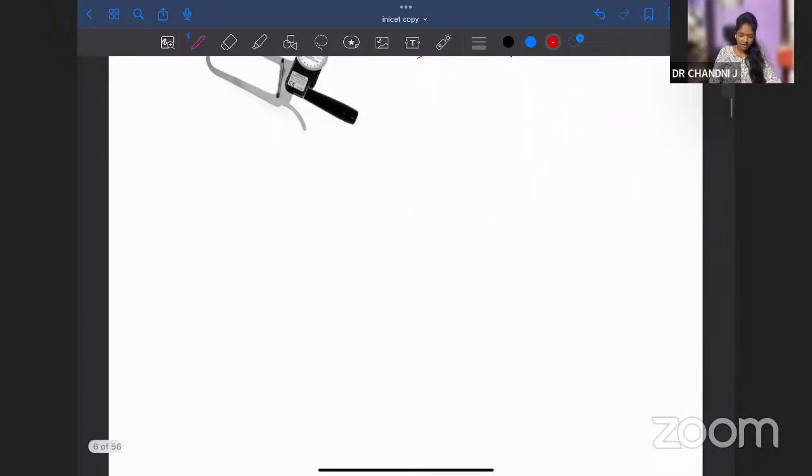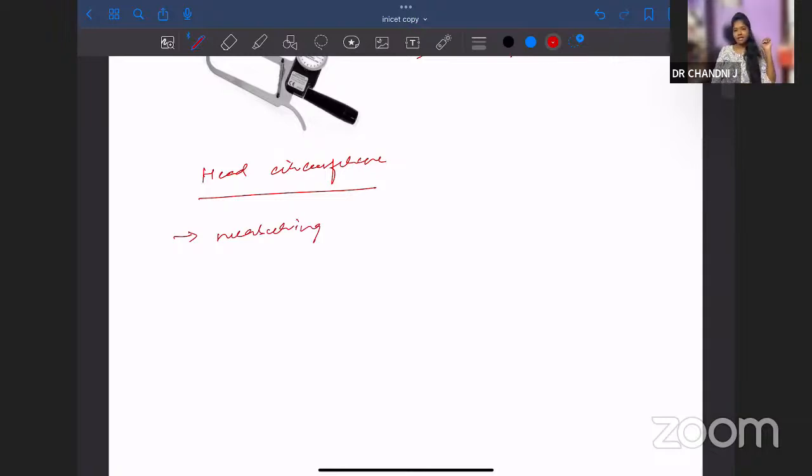And something about the head circumference. So, how do you measure head circumference? Using measuring tape. So, you use measuring tape and you measure what? You measure the occipital frontal diameter. Occiput and the frontal diameter you measure using crossing over method. Okay. So measuring tape is used. Occipital frontal diameter using crossing tape method. So normal head circumference at birth is somewhere around 35 centimeters.